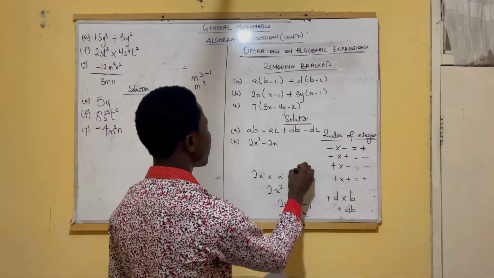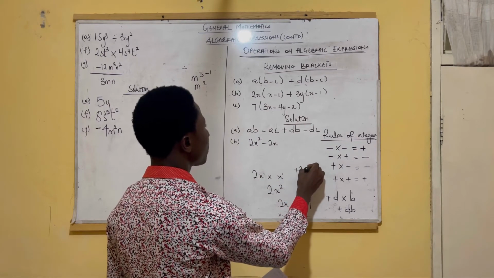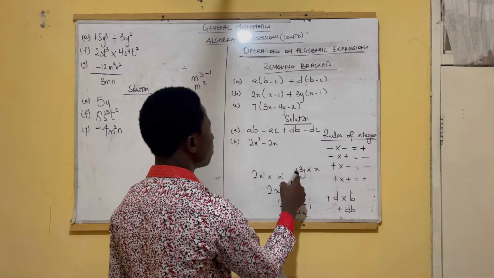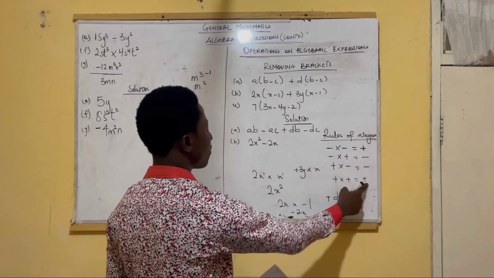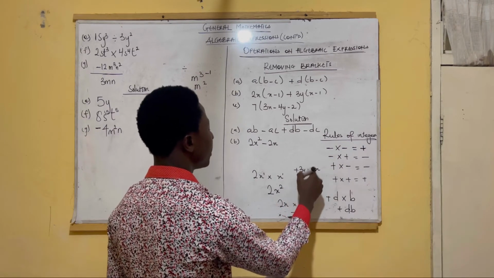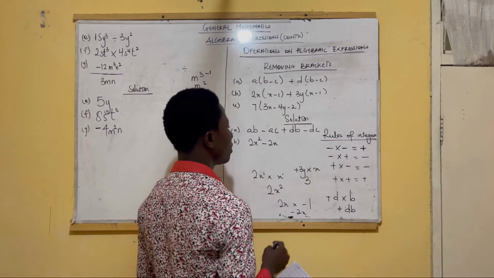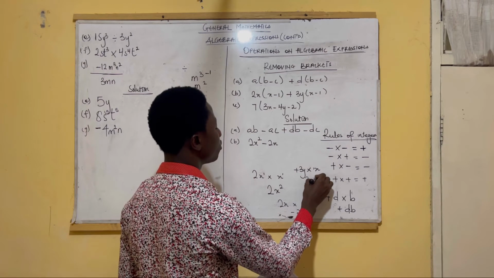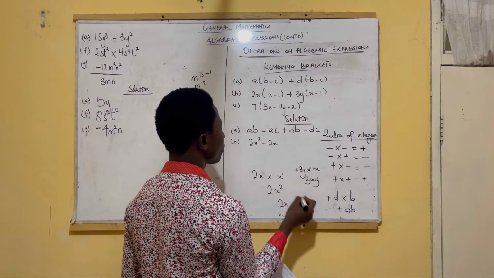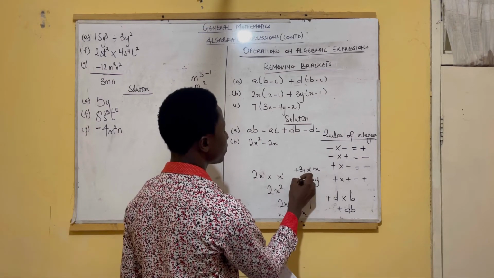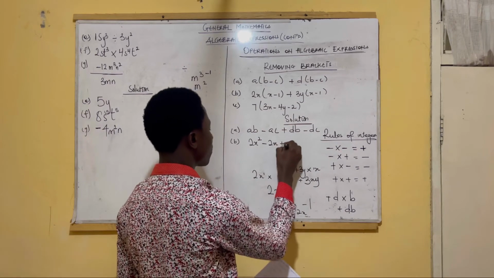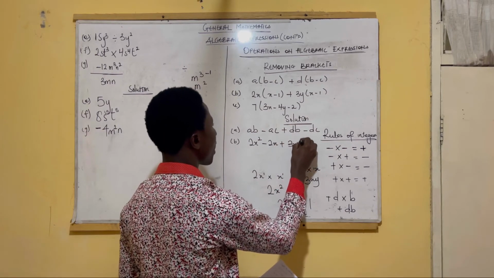You have plus 3y multiplying x. So of course, positive will give positive, alright? So 3 multiplying the number in front will be 3. The number in front is 1. Then focusing on the variables, x times y will be xy. Positive is positive. So plus 3xy.